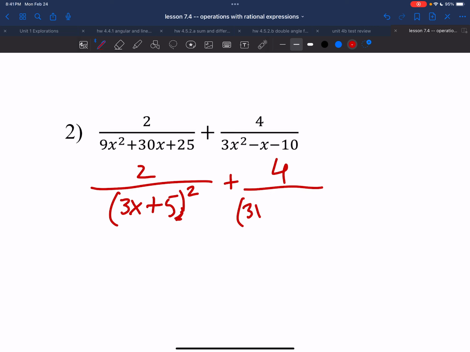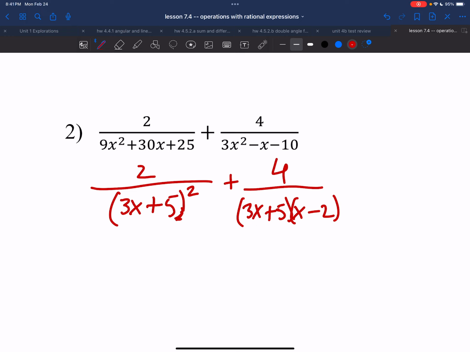That's going to be 3x, and then let's see here. This is going to be x. I'm probably going to want, is it plus 2? No, minus 2? Like this? Plus 5? Yeah, I think that works. Yep. So that's the factorization of that denominator.